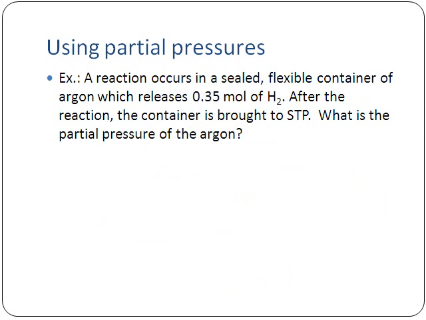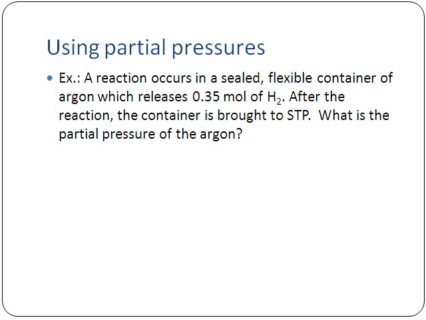Let's say we have a case like this. A reaction occurs in a sealed, flexible container of argon, which releases 0.35 moles of hydrogen. After the reaction, the container is brought to STP. What is the partial pressure of the argon? So in this case, the container is brought to STP.